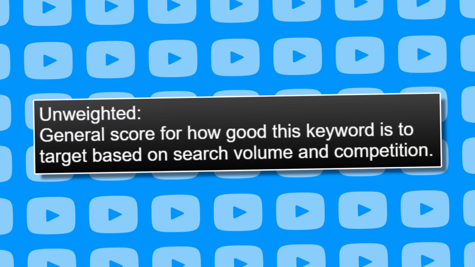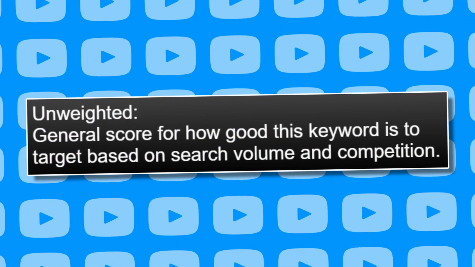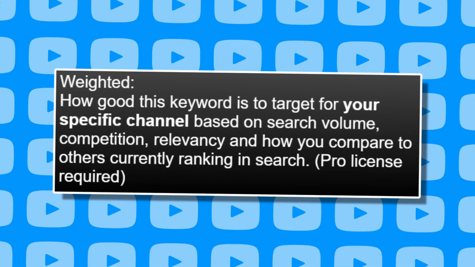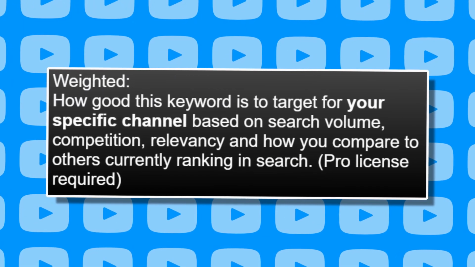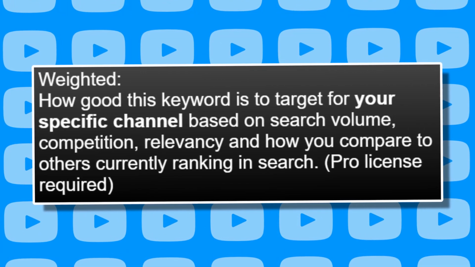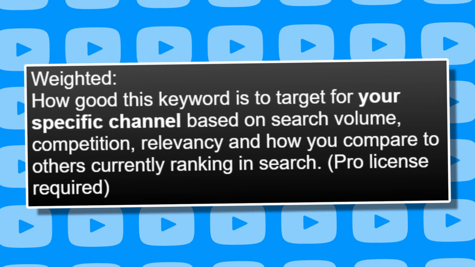An unweighted score gives you a general score for how good a keyword is to target based on search volume and competition. Alternatively, weighted score is how good this keyword is for your specific channel based on the search volume, competition, relevancy, and how you compare to others currently ranking in search.